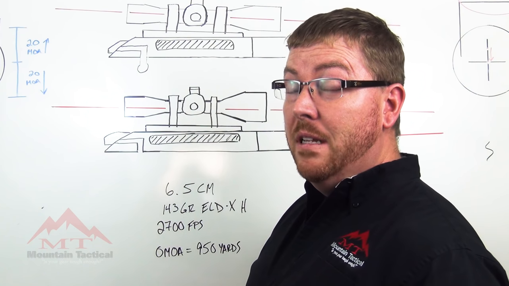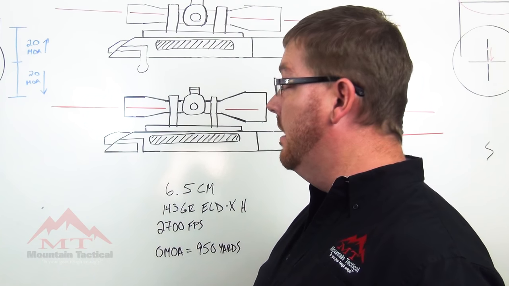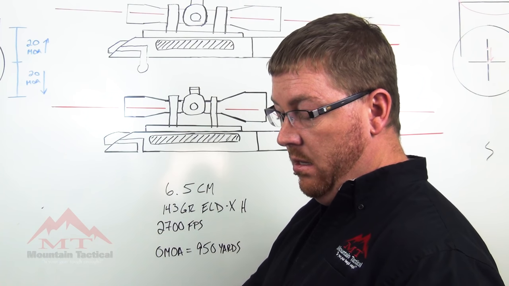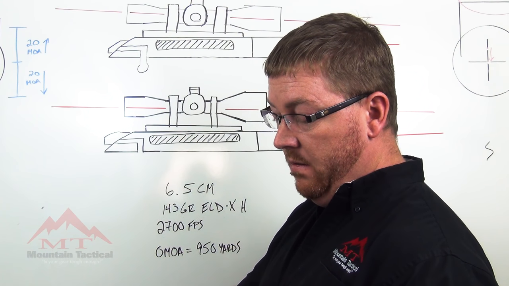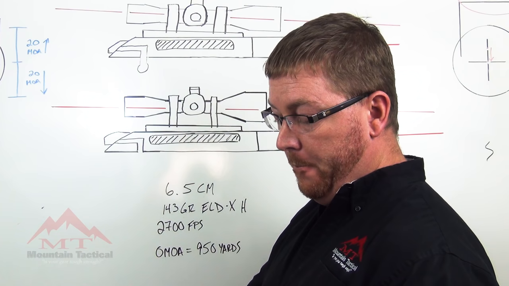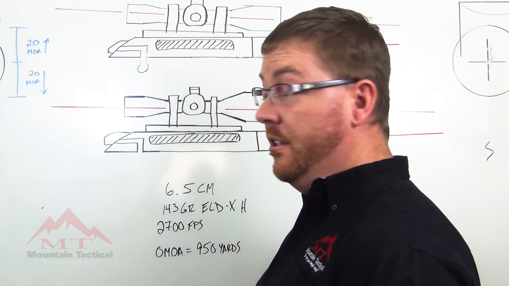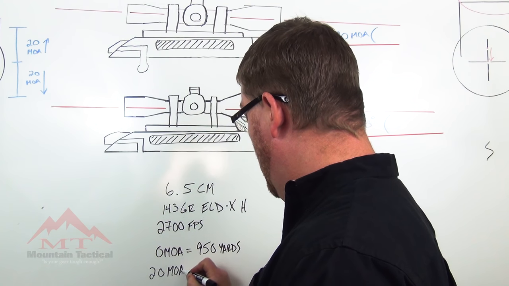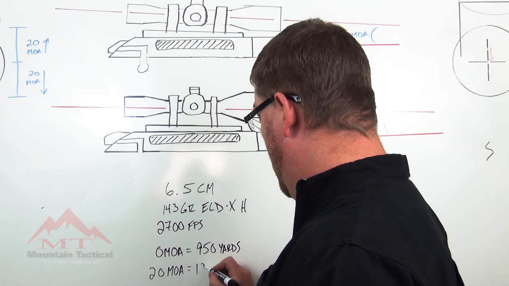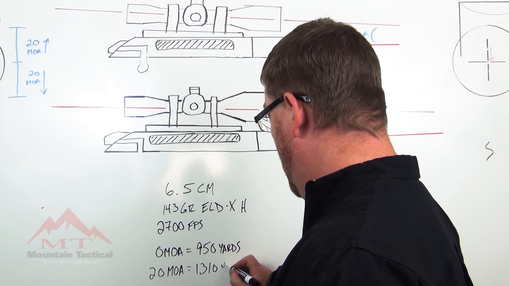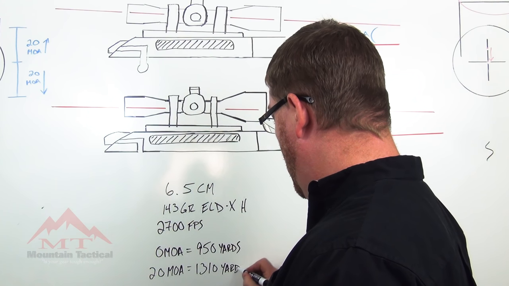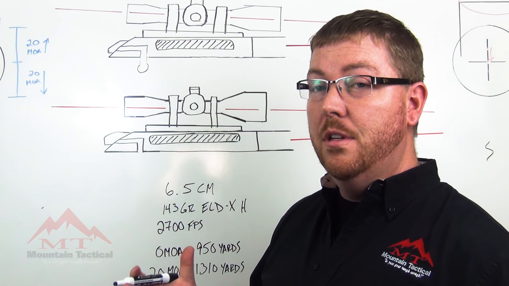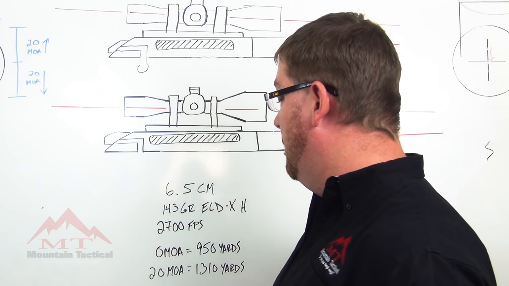Now what happens if we add 20 minutes of angle to this and we can actually go to 50 MOA? It's more than 1200. It's 1310 yards. That is a massive improvement over a zero MOA rail.